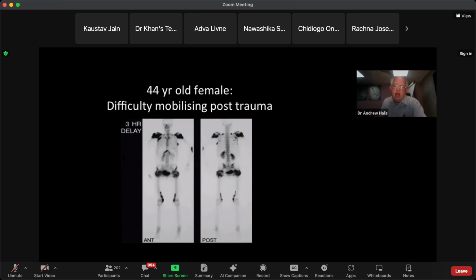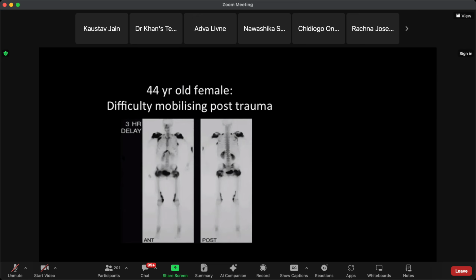Now, somebody who's had previous trauma, particularly severe trauma, may present like this. Would you have any idea what this might be? It's not a very common thing. I'm thinking they've got uptake in both shoulder joints and both hip joints, and then along the medial margins of the distal femurs. And they've had difficulty mobilizing. I'm thinking whether this would be a reflex sympathetic dystrophy.